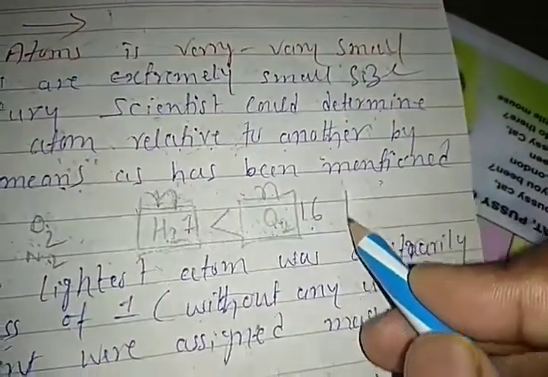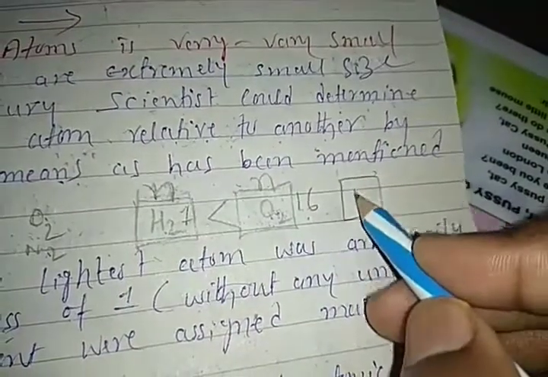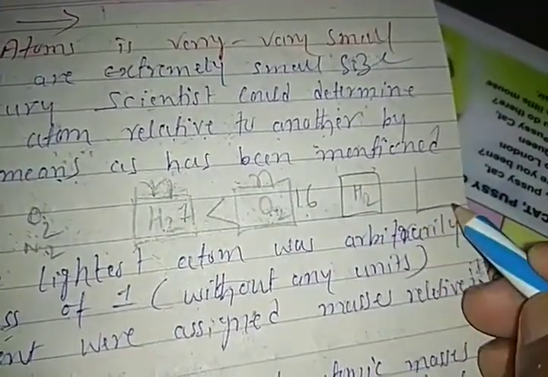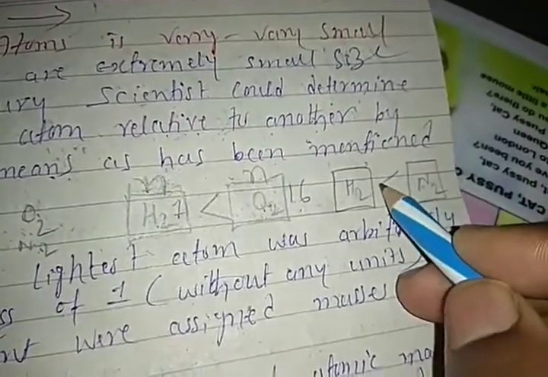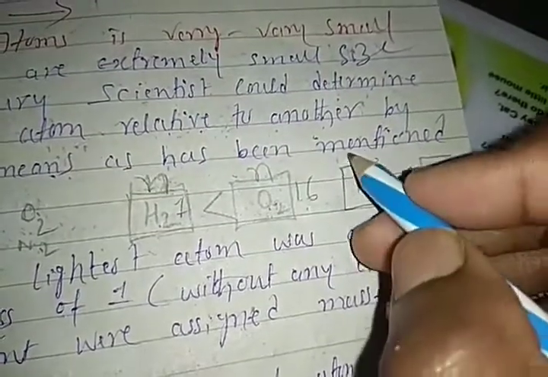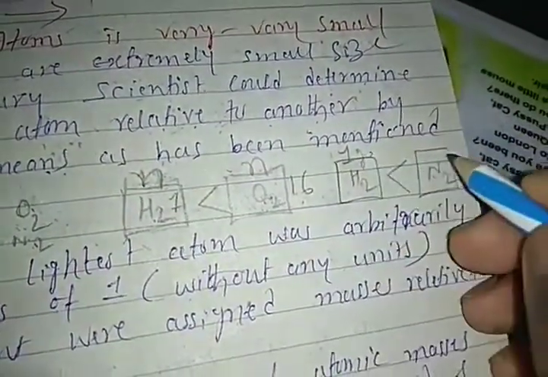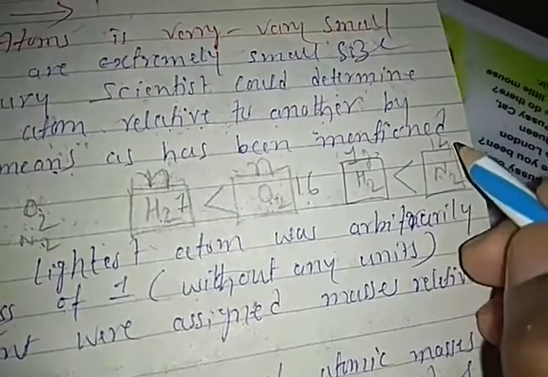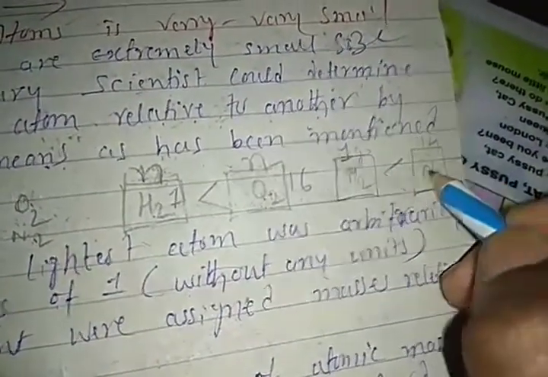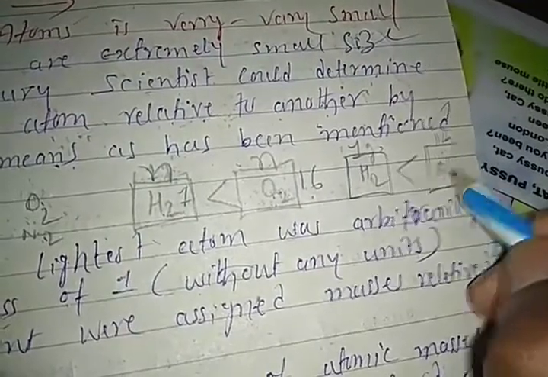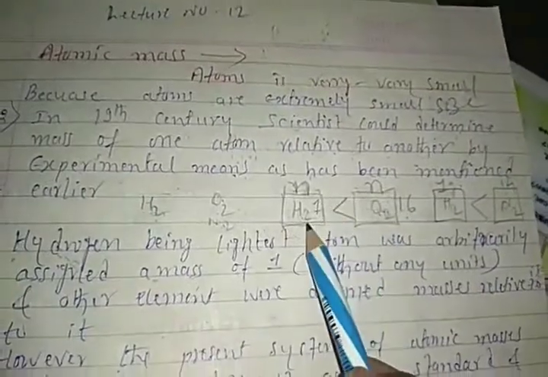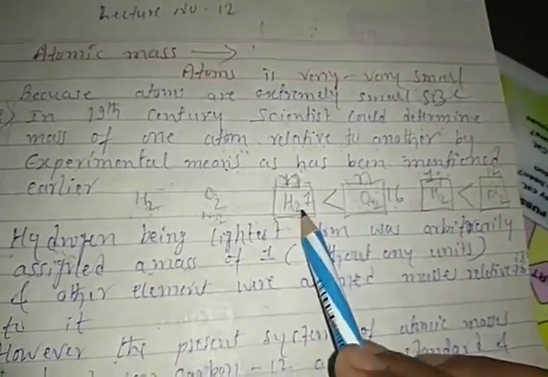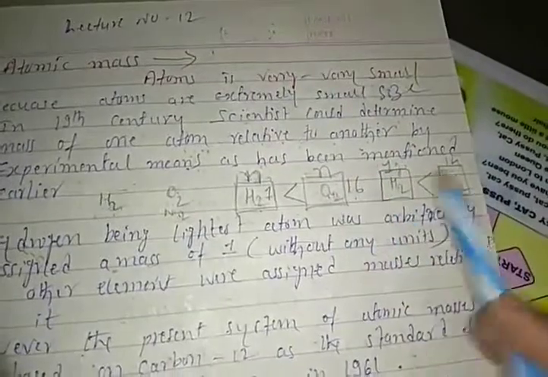Similarly, if we calculate the mass of nitrogen with respect to hydrogen, nitrogen gas is 14 times heavier than hydrogen. The mass of hydrogen is 1 gram and the mass of nitrogen is 14 grams. It means nitrogen is 14 times heavier than hydrogen. Earlier, on the basis of hydrogen, they calculated the atomic mass of other elements in this form.